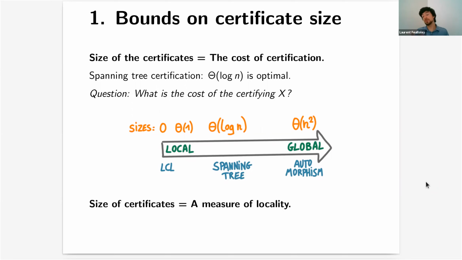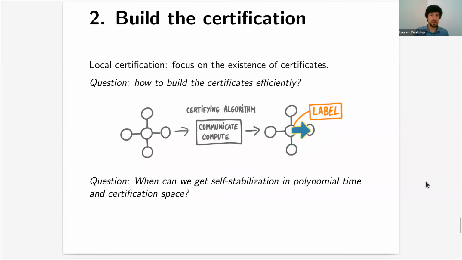And on the other hand, on the right hand, you have things like isomorphism, things that really feel global, and these use very large certificates. So somehow the size of the certificates is not only a measure of efficiency, it's also a measure of locality. How local is the thing I want to certify? Okay. So this was the first direction. Yes, thanks, Karen.